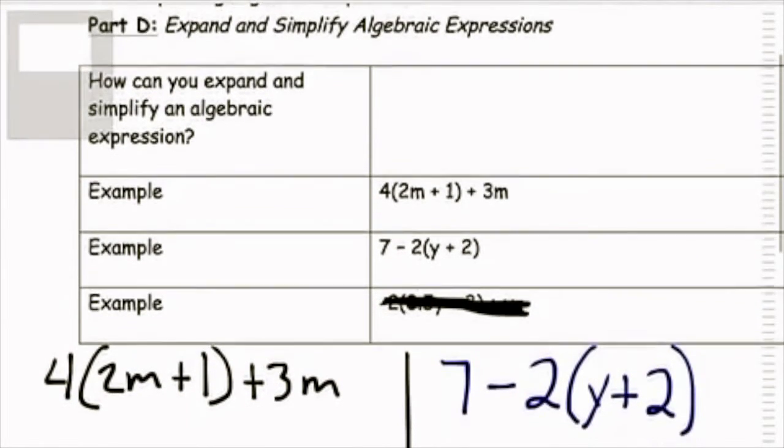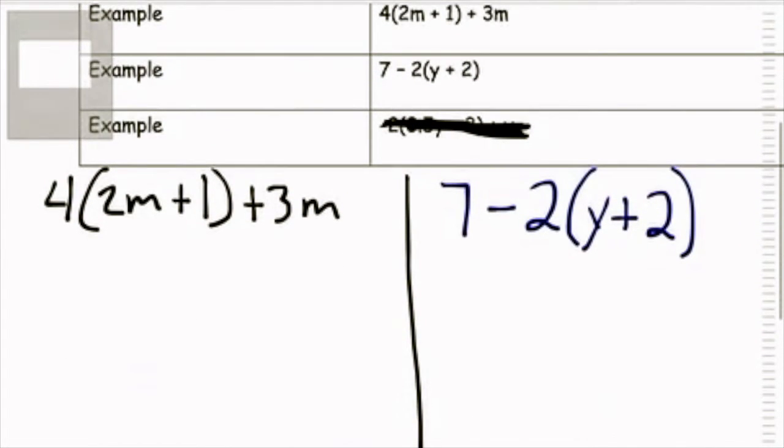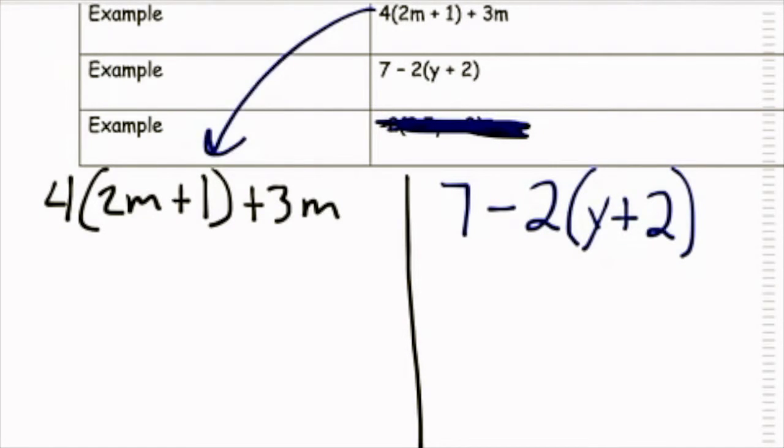Part D, I just already prepared the page for us. We're not going to do the third example, so we're just going to do the first two, and we're done. The first example, and I wrote it down over here, is 4 parentheses 2m plus 1 close parentheses plus 3m. I want to make it very clear. Part D is just pretty much what you learned today, but combining it with what you learned in section 3.3. So you'll see what I mean in 1 second.